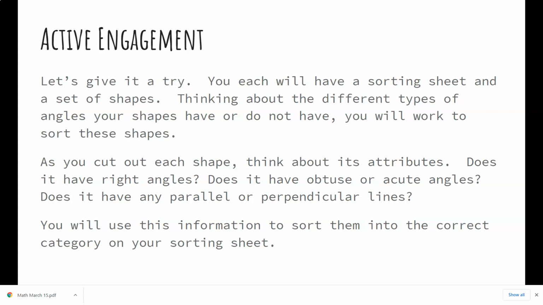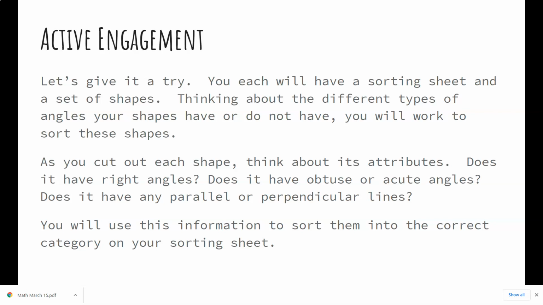Think about its attributes. Does it have right angles? Does it have obtuse or acute angles? Does it have acute and right angles? Or does it have acute and obtuse angles? Are those things possible together in the same shape? I don't know. You're going to have to explore these shapes and see what you can see. You also want to think about, does it have any parallel lines or perpendicular lines? Does it have both? Is that possible? I don't know. You guys are going to have to look at it.